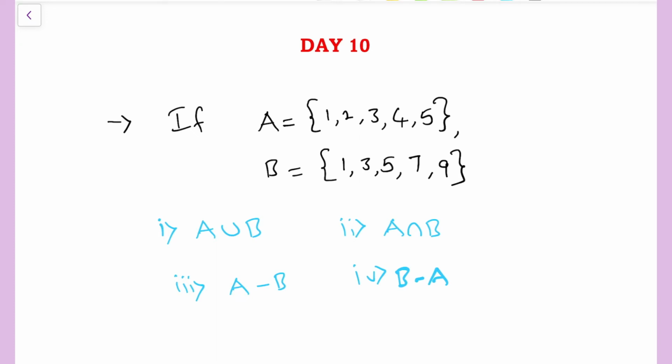If set A equals {1, 2, 3, 4, 5} and set B equals {1, 3, 5, 7, 9}, then find A union B, A intersection B, A minus B, B minus A. So let us check one by one. First let us go with A union B.